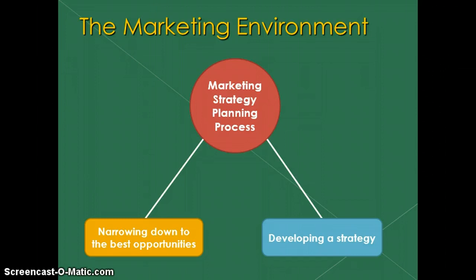The first one is narrowing down to the best opportunities. There are going to be a lot of opportunities available to you as a company. What you need to do is figure out what the opportunities are, evaluate them, and then sift through them and get the best opportunities for your company based upon what you have available, your resources, who you have working, and your strengths and all of that.